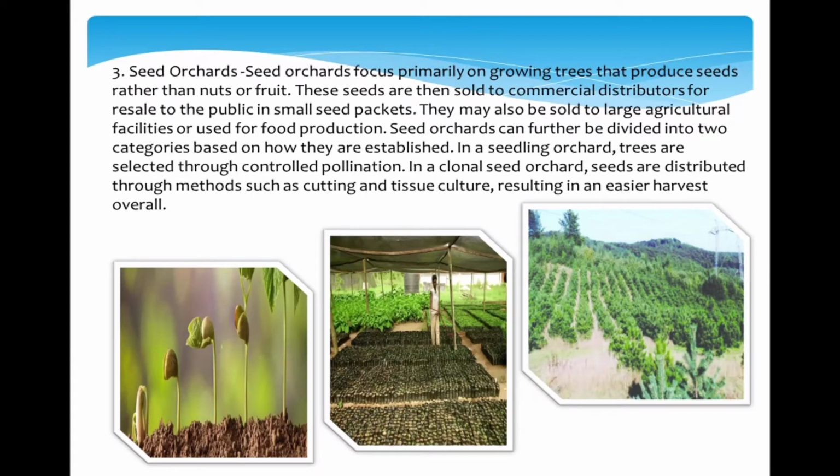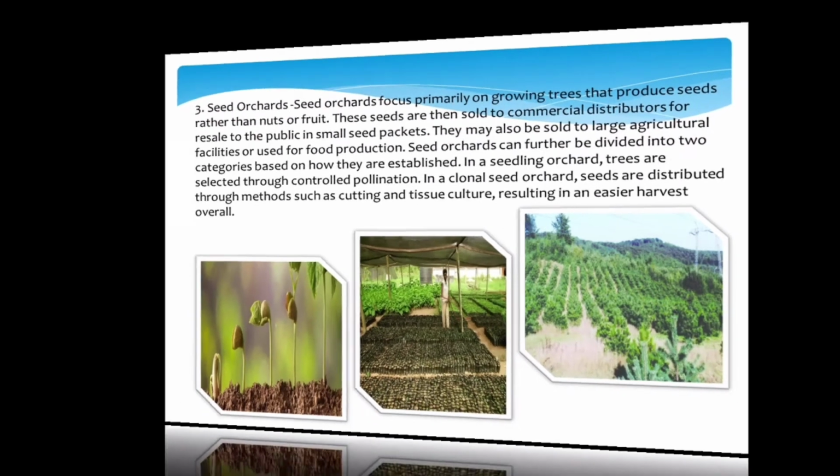Seed orchards can be further divided into two categories based on how they are established. In a seedling orchard, trees are selected through controlled pollination. In a clonal seed orchard, trees are propagated through methods such as cuttings and tissue culture, resulting in an easier harvest overall.